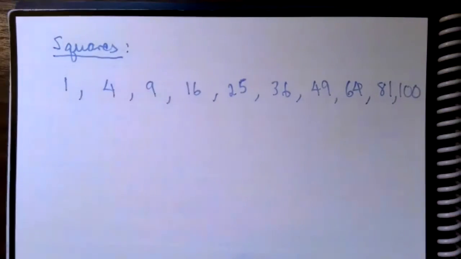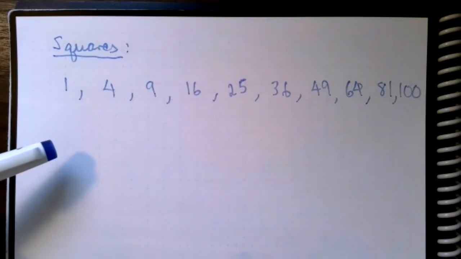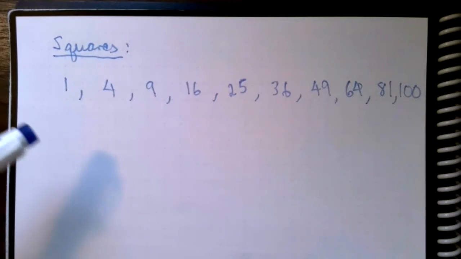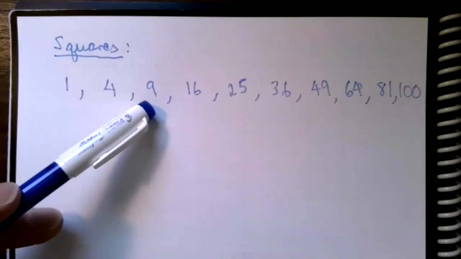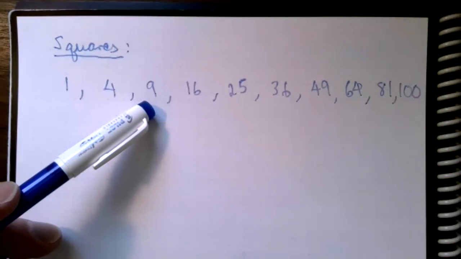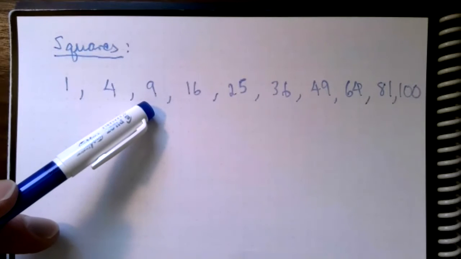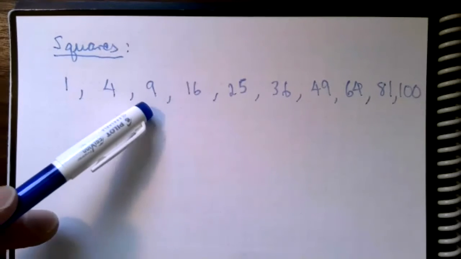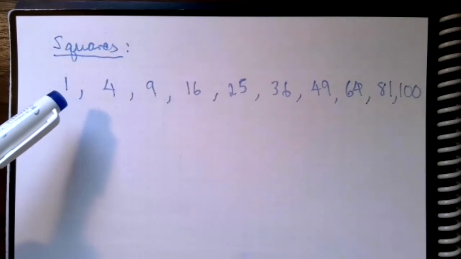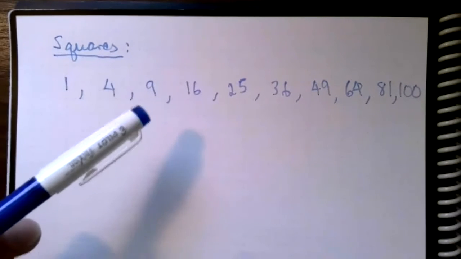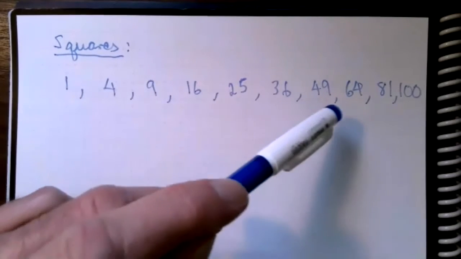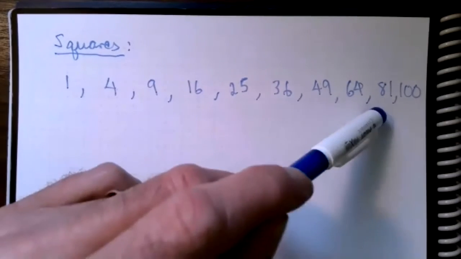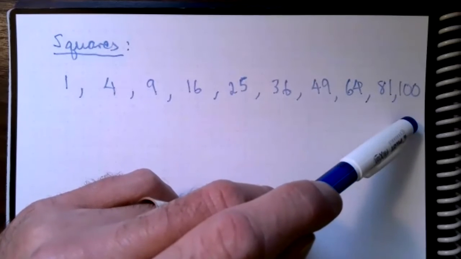Okay, so I call these numbers squares. It's not just me, it's sort of a common term. So why is this called a square? Why is 9 a square? It's 3 squared, which of course is 3 times 3. So this is 1 times 1, 2 times 2, 3 times 3, 4 times 4, 5 times 5, 6 times 6, 7 times 7, 8 times 8, 9 times 9, and of course 10 times 10.